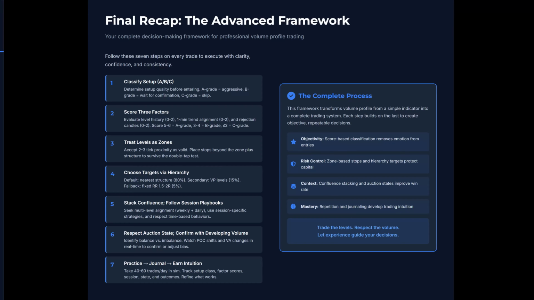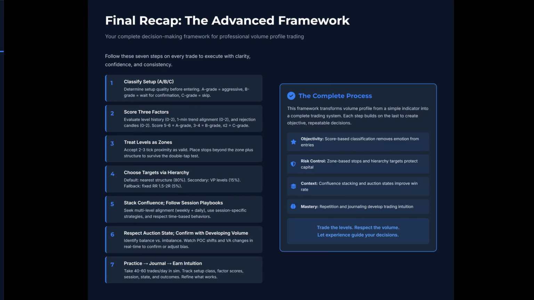Pillar 2. Risk control. Zone-based stops and hierarchy targets protect capital. You're not placing stops directly on levels where they get wicked. You're using the double tap test to place stops beyond the zone with structural room. You're not guessing at targets. You're using a hierarchy. Structure first, VP levels second, fixed RR third.